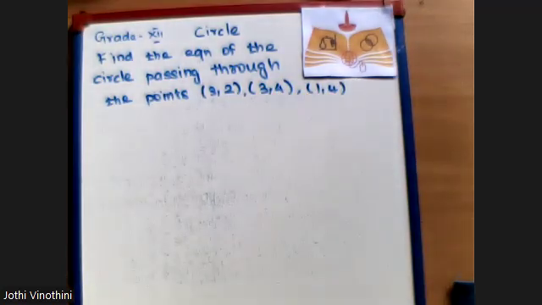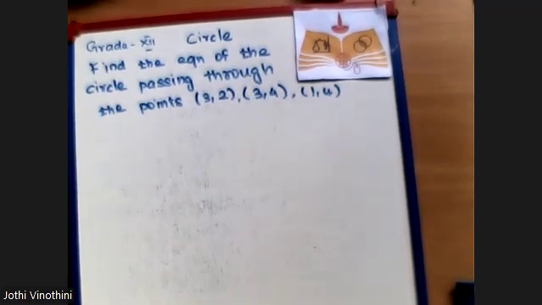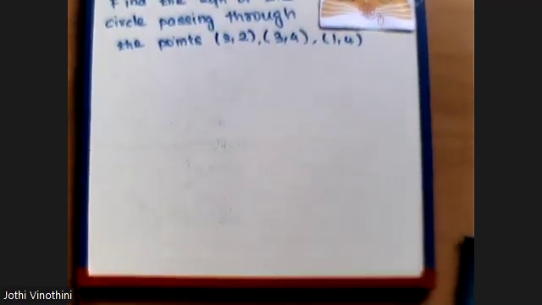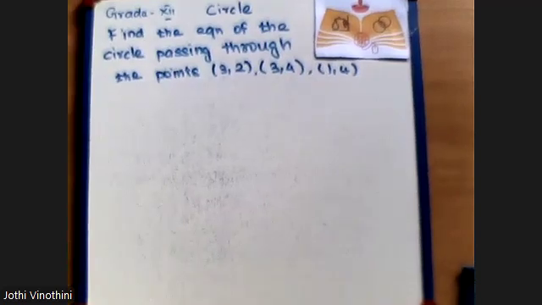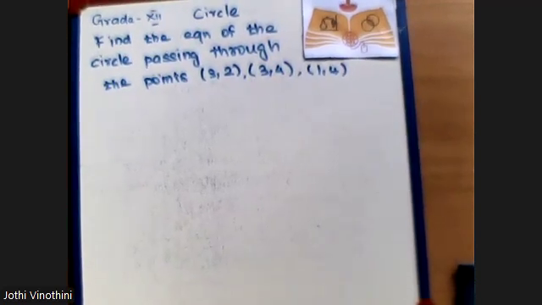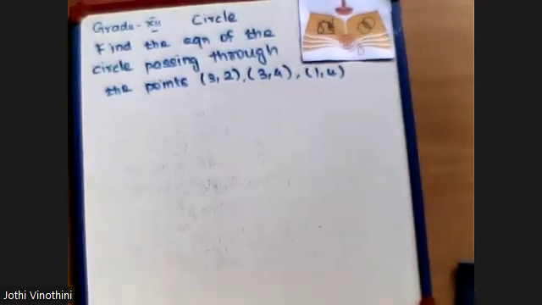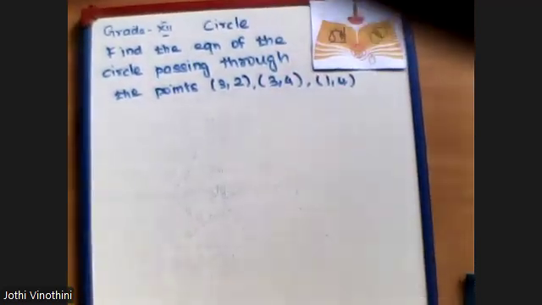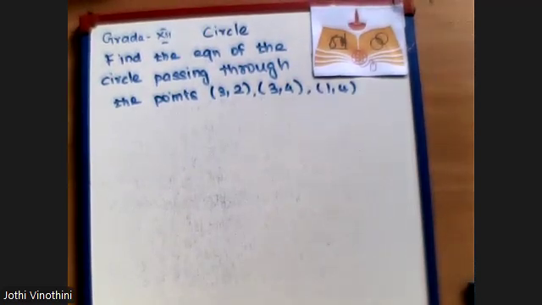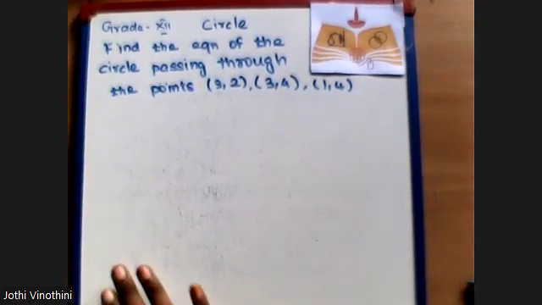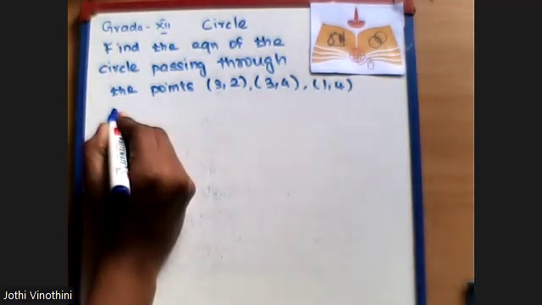Right? What are they given to us? They are given 3 points. What do they ask us to find? They ask us to find the equation of the circle. Now we are going to solve this sum. Solution.